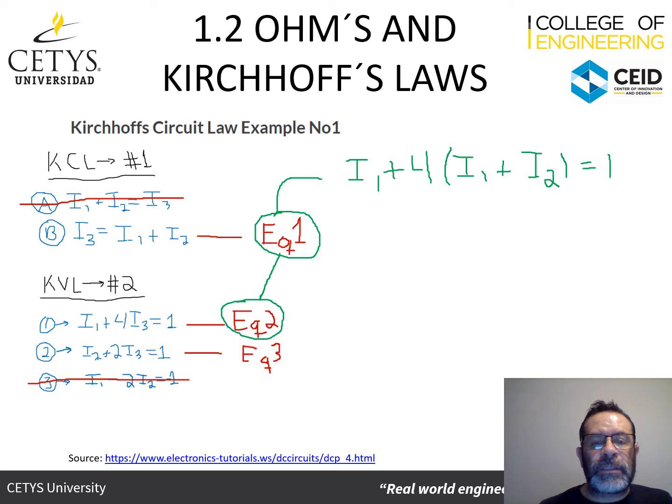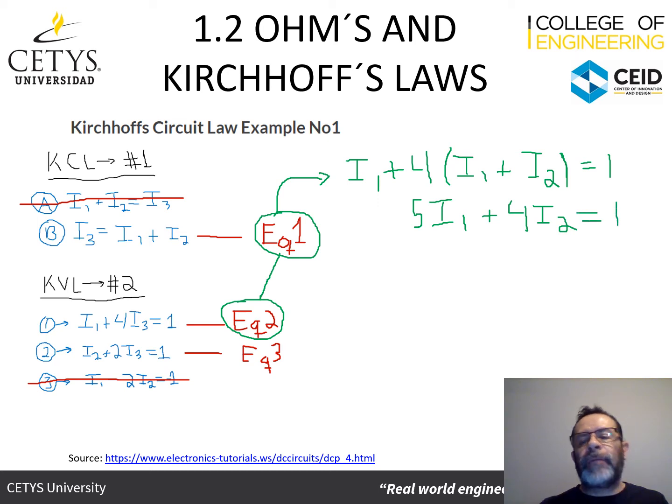This is taking equation 1 with equation 2. We get this. Okay, simplifying this a bit, what we're going to have is the following. We're going to have I1 plus 4I1, this is going to be equal to 5I1 plus 4 times I2 equals 1. Okay, and this is a new equation that we're going to be using.